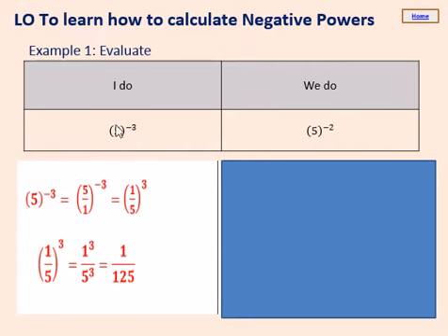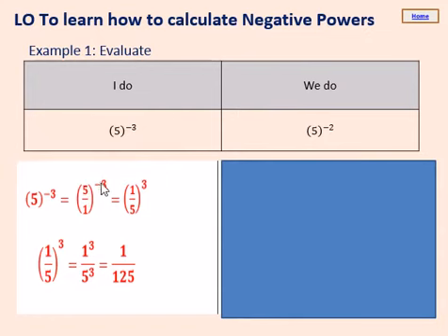So 5 as a fraction would be 5 over 1, and that's the power of negative 3. The trick is, when you have a negative power, to flip a number to turn it into the inverse of itself. That gets rid of the power, and then we can just calculate with the positive number. So 5 to the power of negative 3, we can imagine as 5 over 1.